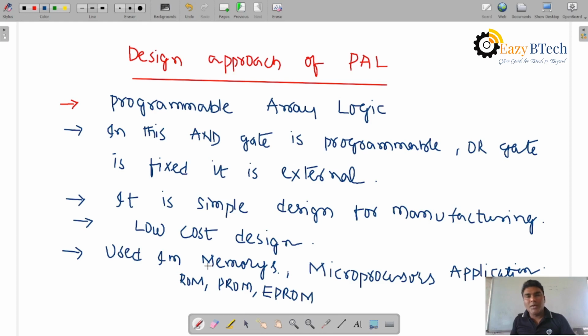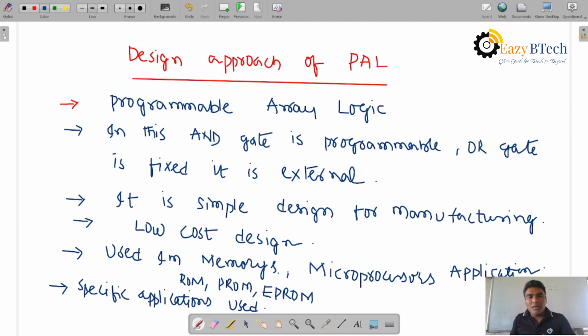Last class we discussed that PLDs are like ASICs, meant for specific applications. Specific applications are used. So we can write this down about PAL.